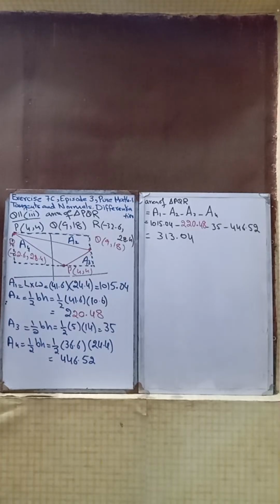Area of the triangle PQR, they say 317.2. I say 313.04. There is a small mistake. I'm looking for where the mistake happened. Okay, so we can draw it again, and we can check if we made a mistake here.